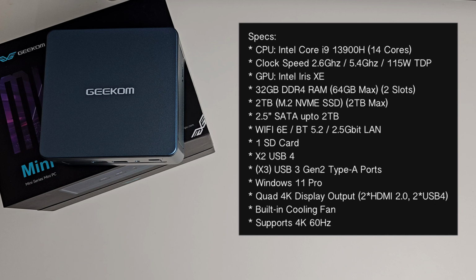It's powered by a 14-core Intel Core i9 processor, that's the 13900H, clocked at 2.6 GHz base with up to 5.4 GHz turbo. For graphics, we have the integrated Intel Iris Xe. For RAM, we have 32 gigs of DDR4 RAM. And for storage, we have a 2TB M.2 SSD drive.